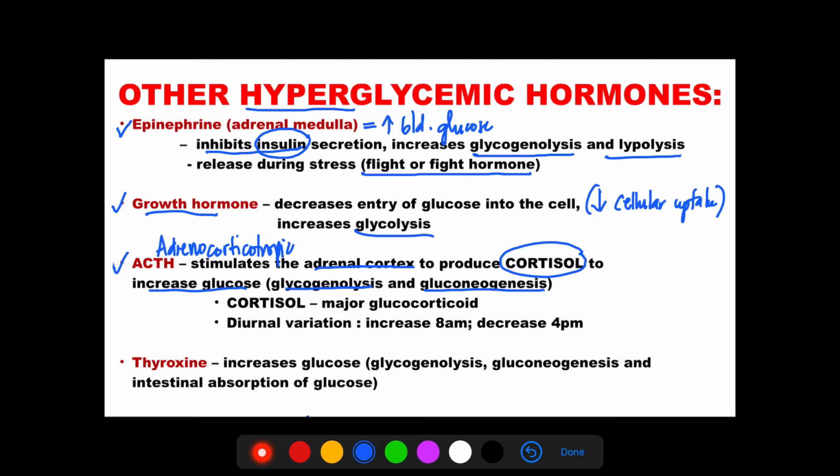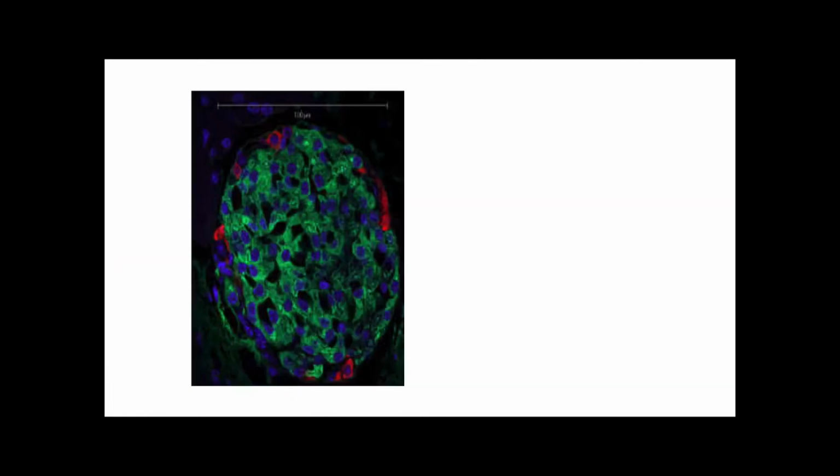And take note that the cortisol is a major glucocorticoid with a diurnal variation, and when we have to get a blood sample from the patient to examine this cortisol level, we need to have some time intervals because this cortisol level is increased at 8 a.m. and it decreases at 4 p.m. Next, we have the thyroxine. So the thyroxine increases blood glucose level through the process of glycogenolysis, gluconeogenesis, and of course, it increases intestinal absorption of glucose.